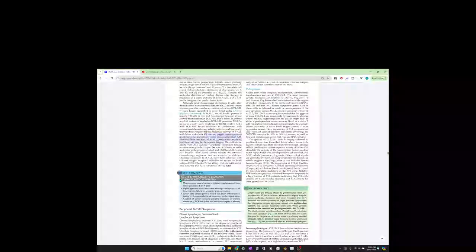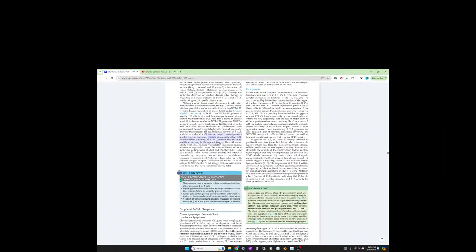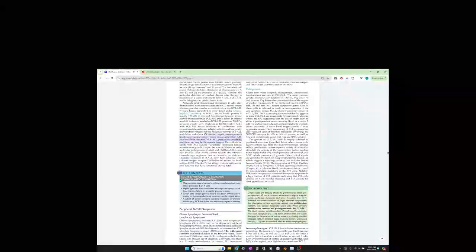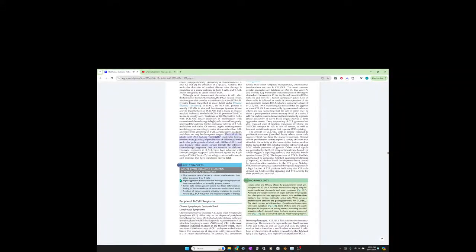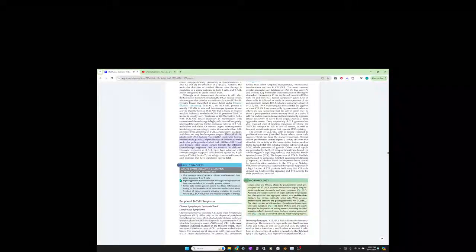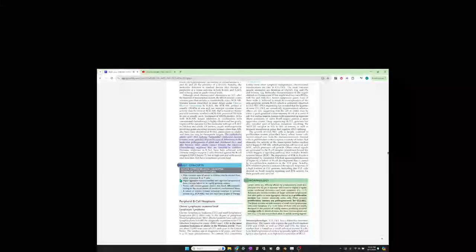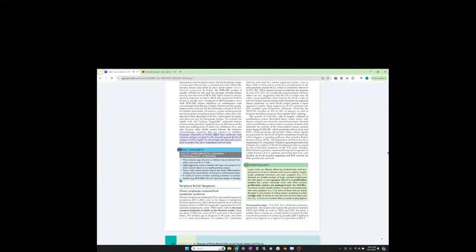Of interest, cryptic rearrangements involving genes encoding tyrosine kinases other than ABL also have been described in B-ALL, particularly in adults, and these too may be therapeutic targets. The outlook for adults with ALL lacking targetable molecular lesions remains more guarded, in part because of differences in the molecular pathogenesis of adult and childhood ALL, and also because older adults cannot tolerate the intensive chemotherapy regimens that are curative in children. Dramatic responses in ALL have been achieved with chimeric antigen receptor T cells directed against the B-cell antigen CD19, but at high cost and with associated toxicities that have sometimes proved fatal.